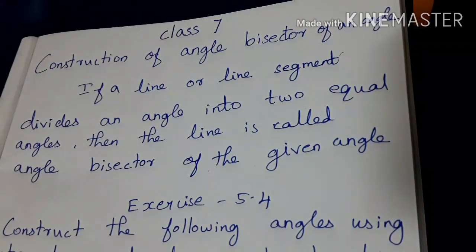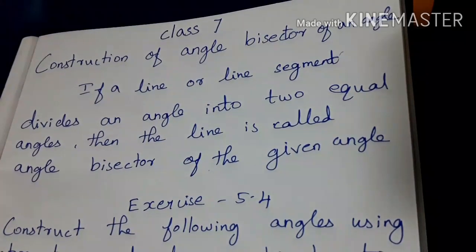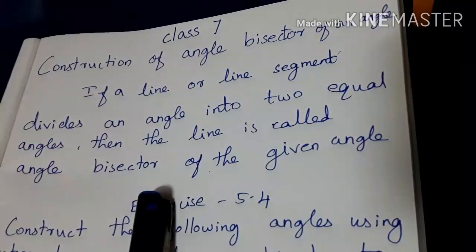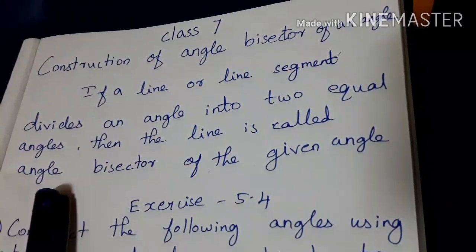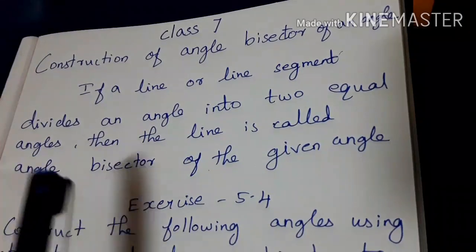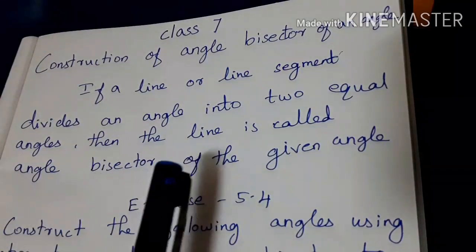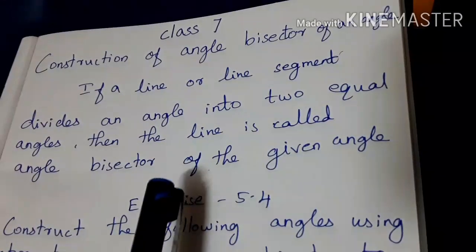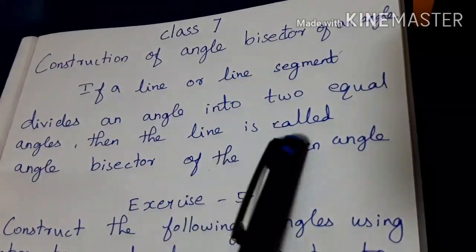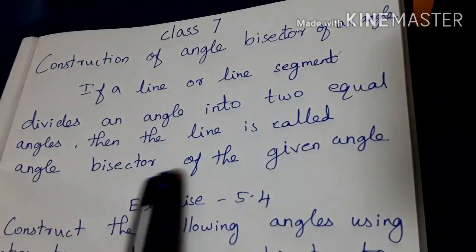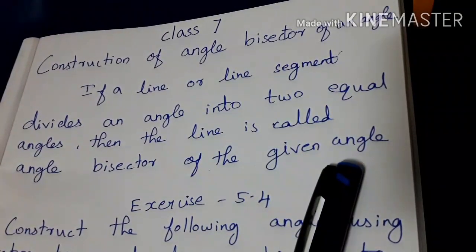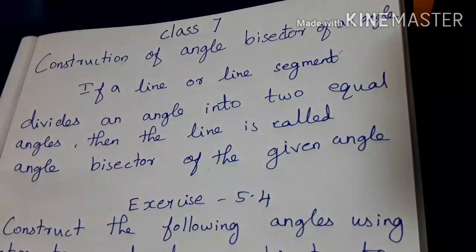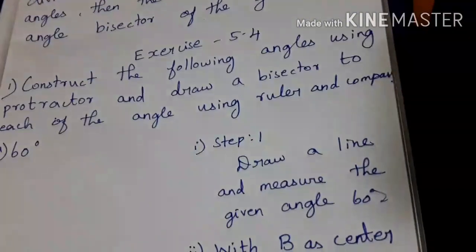So we are going to construct the angle bisector. What is an angle bisector? If a line or line segment divides an angle into two equal angles, that line is called the angle bisector of the given angle. So we are going to construct the angle bisector.